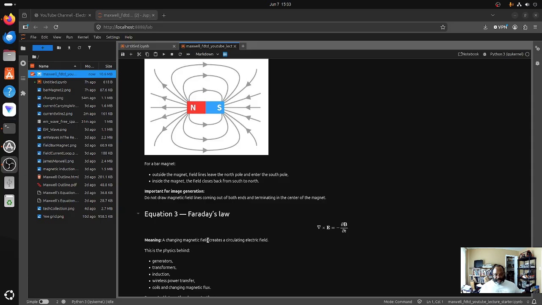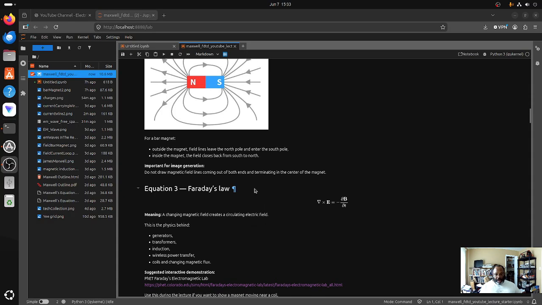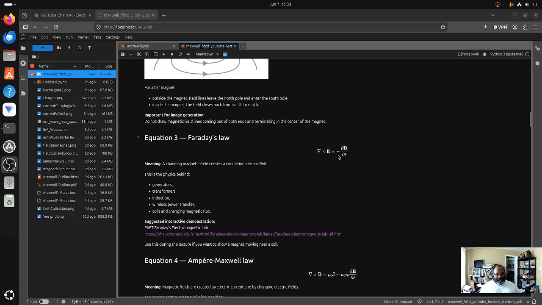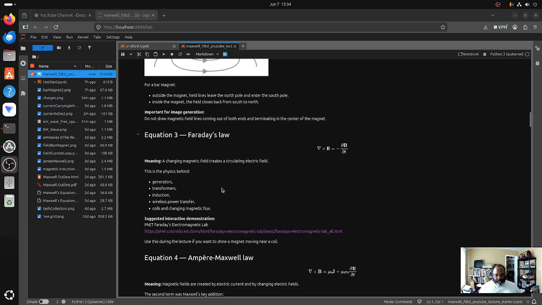Now, equation 3 is called Faraday's law. Faraday's law basically says that if I have a changing magnetic field, so we have the partial derivative of B with respect to t, then it's going to end up causing the curl of an electric field. So a changing magnetic field produces a changing electric field. Why is this important?